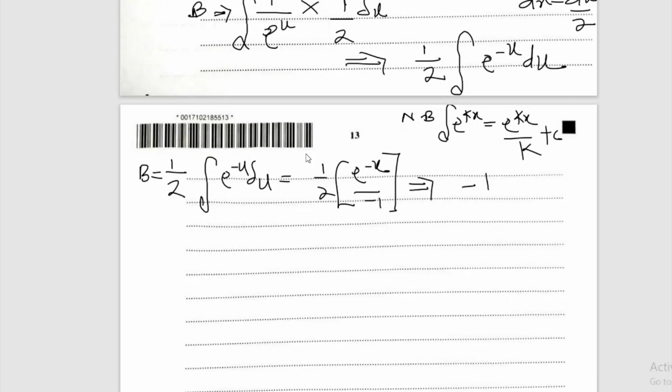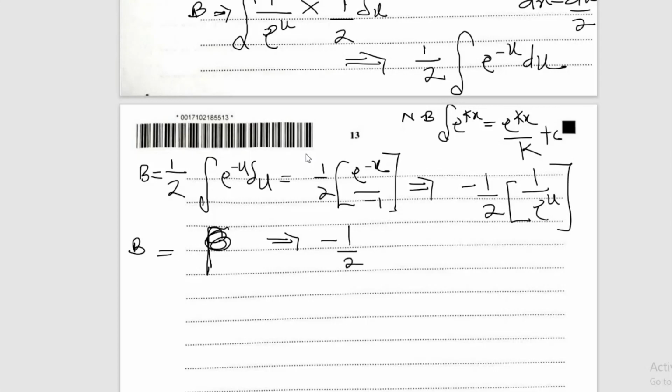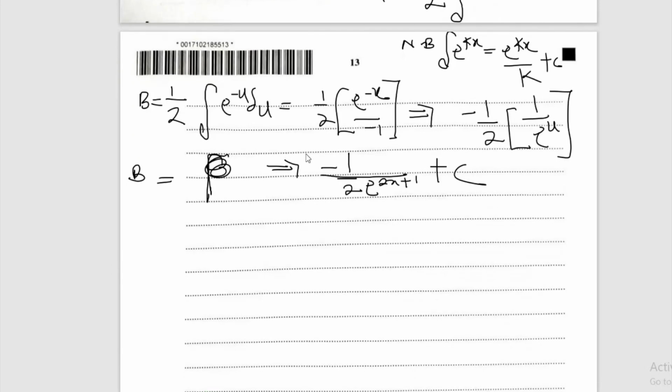Now we have minus half, 1 over e raised to the power u. So hence the integral of b, the answer, will be minus half e raised to the power u, where u is 2x plus 1, plus an arbitrary constant. That's b.